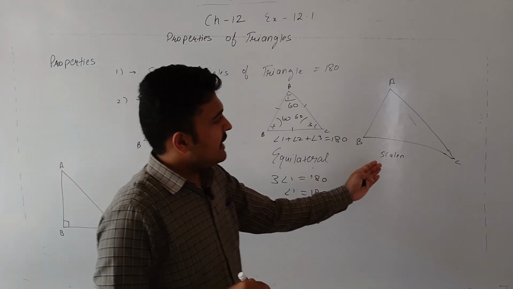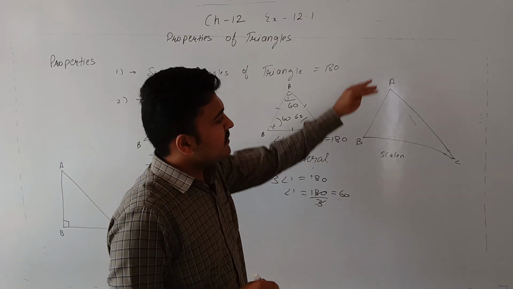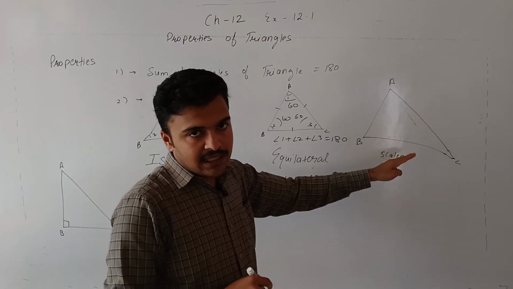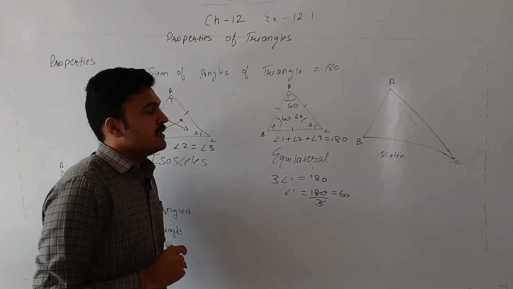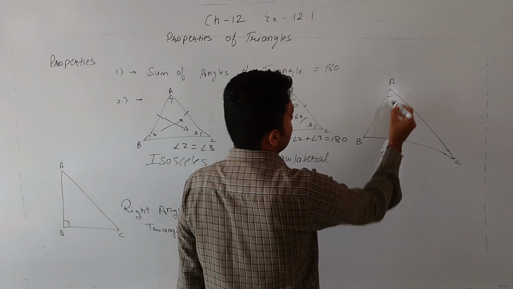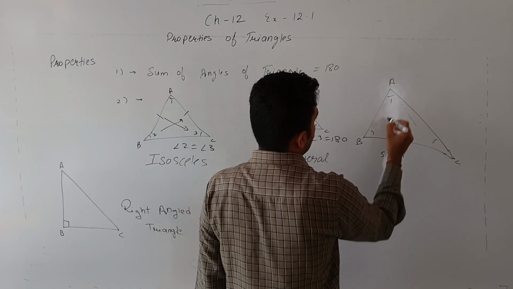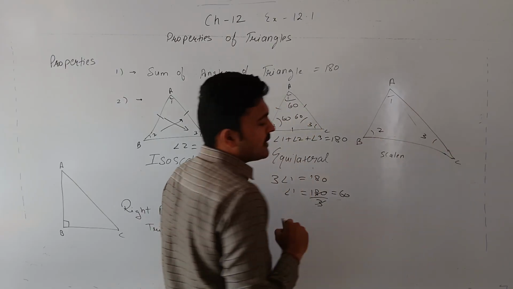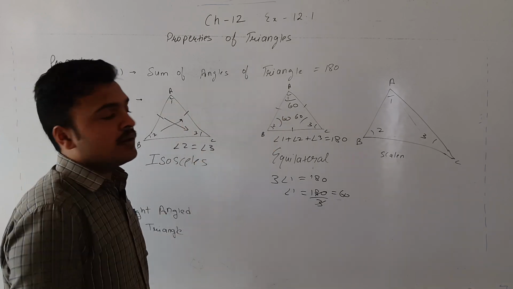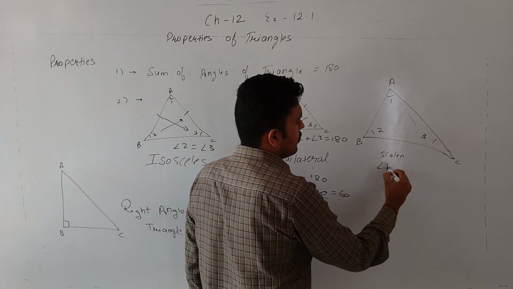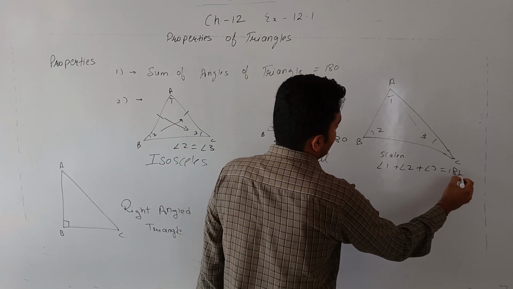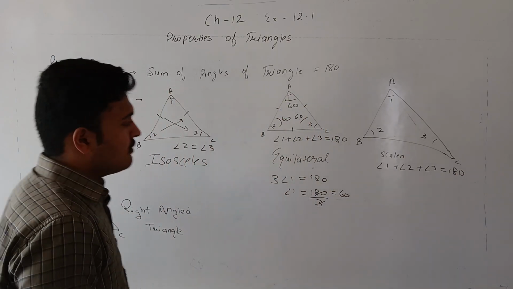Next is the scalene triangle. A scalene triangle means no side of the triangle is equal; the lengths of all the sides are different. Then it is known as a scalene triangle, and all the angles are unequal. All the angles of a scalene triangle are unequal, but the property of triangles holds in all triangles, meaning the sum of all angles is still 180. So angle 1 plus angle 2 plus angle 3 is equal to 180.